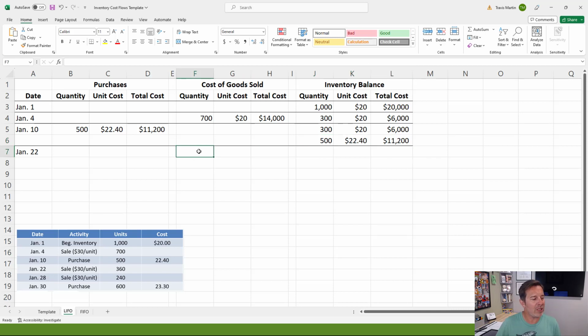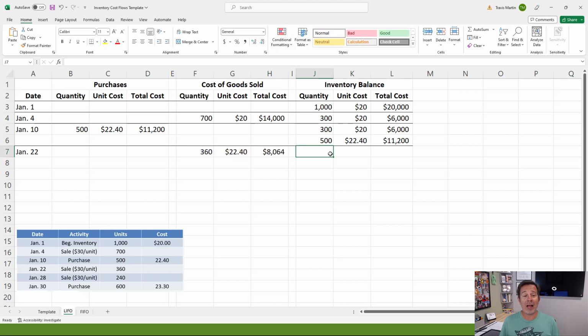So here we go. We sold 360. My new layer has 500 in it. So I can pull all of those out of that 500 with no problem. We're going to assume that we sold 360 at $22.40.